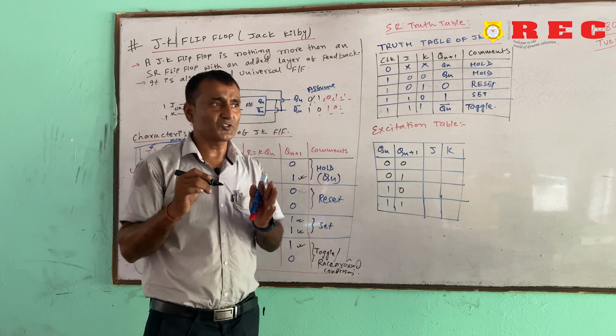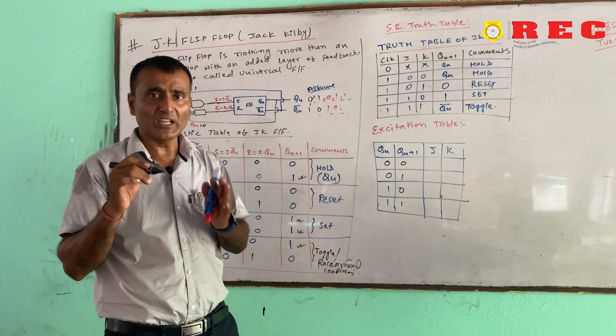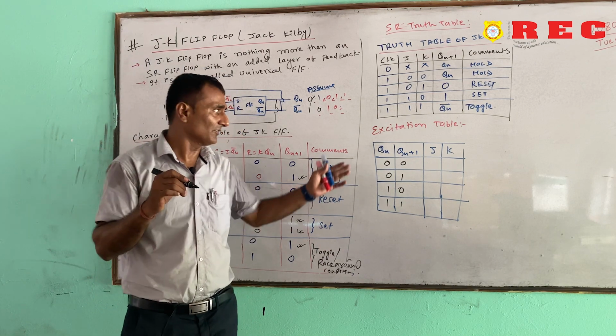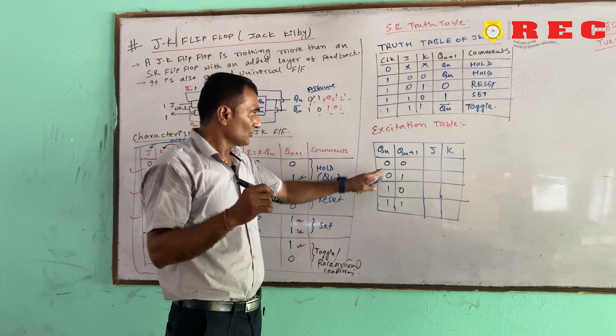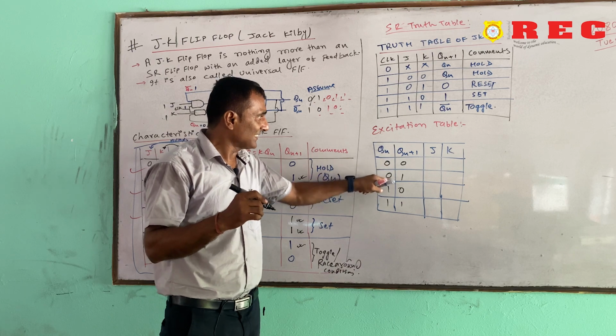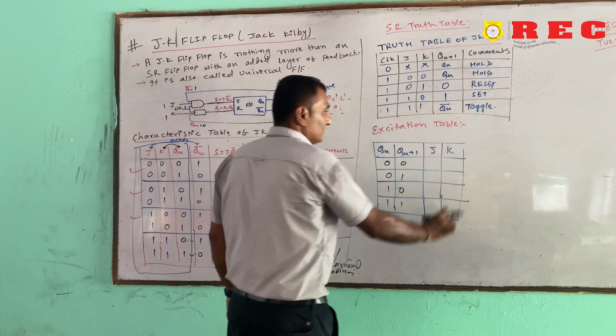There are only the 4 possibilities, because we have the formula 2 raised to n, and if the input is 2, then 2 to the power 2 is 4. So these are the 4 values. At that time, what will be the value of JK?